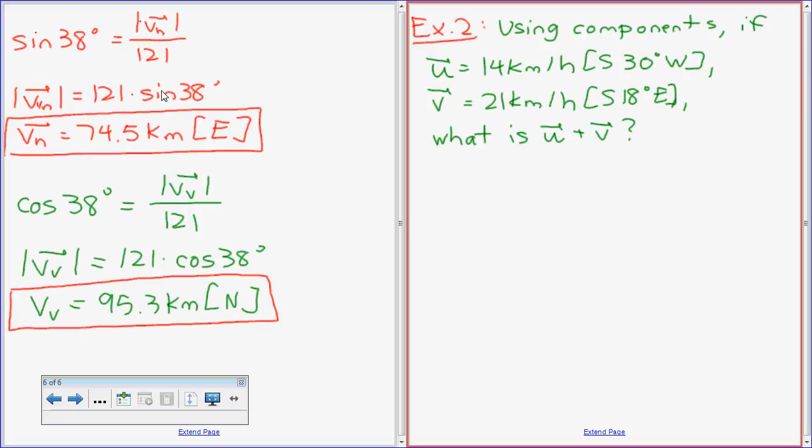So this will be vector u. It's going to go... okay, and that's 14. This we'll call uy. This we'll call ux. Okay, and then the same thing over here. We'll do south 18 degrees east. B, which is 21.